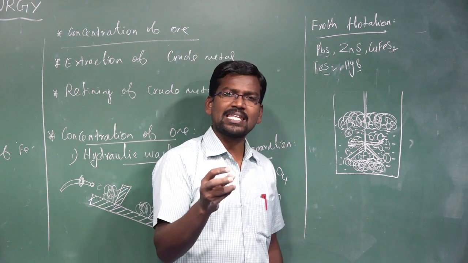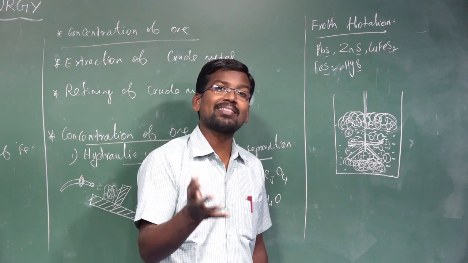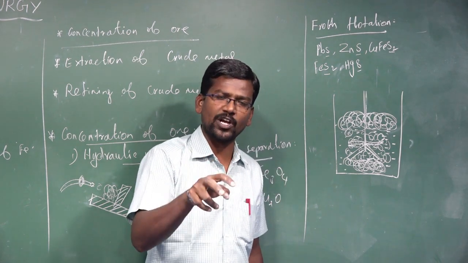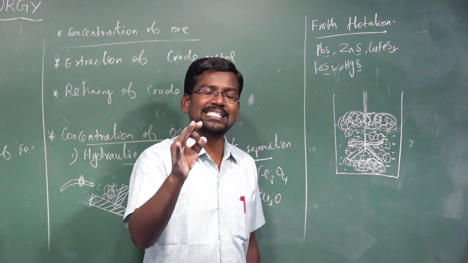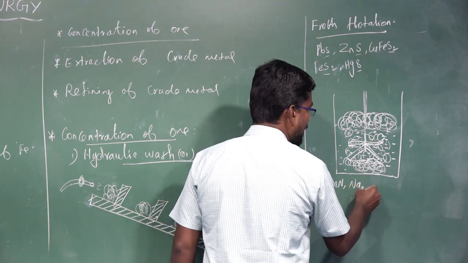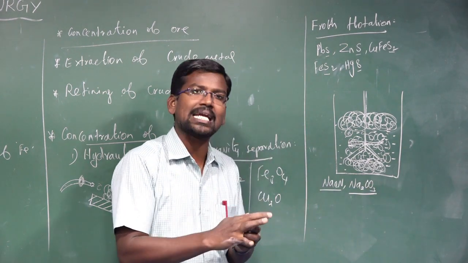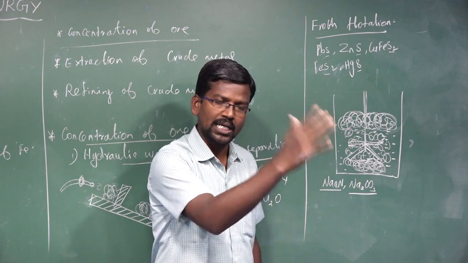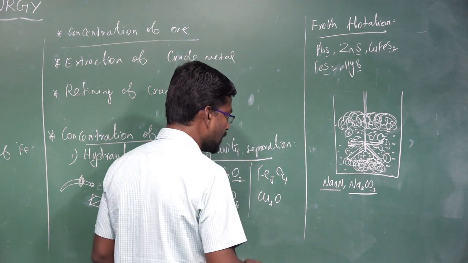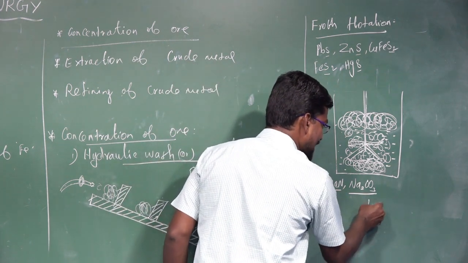Next, when a sulfide ore is extracted by the froth flotation process, other sulfide ores may be present and act as impurities. The impurity sulfide ore can be separated by using a depressing agent, sodium cyanide (NaCN) or sodium carbonate (Na2CO3). Sodium cyanide and sodium carbonate selectively depress and remove the unwanted sulfide ore particles. For example, zinc sulfide is an impurity, and lead sulfide, PbS, is the ore.